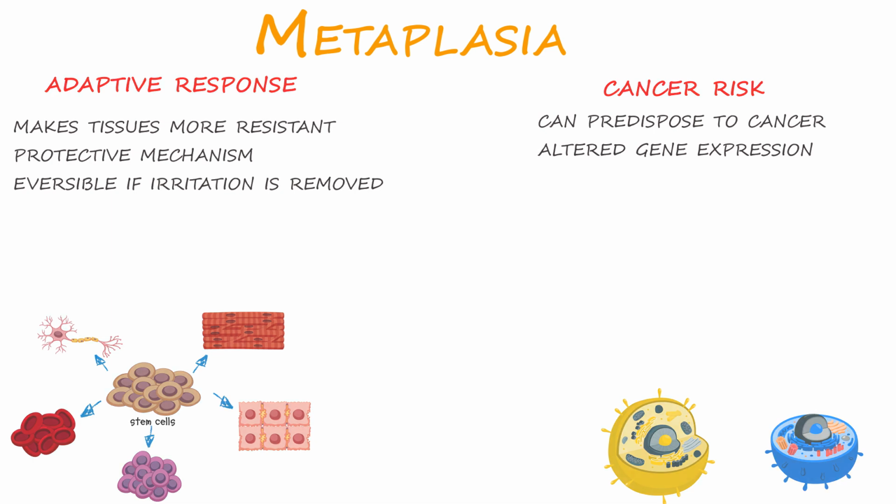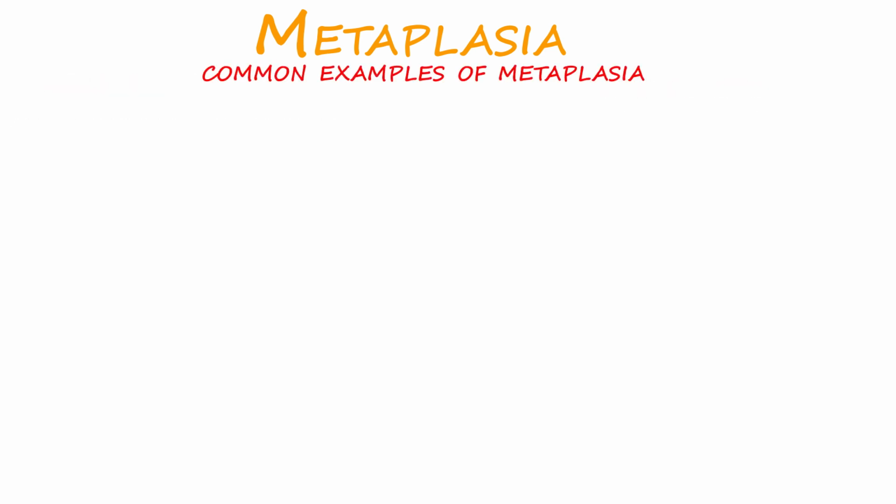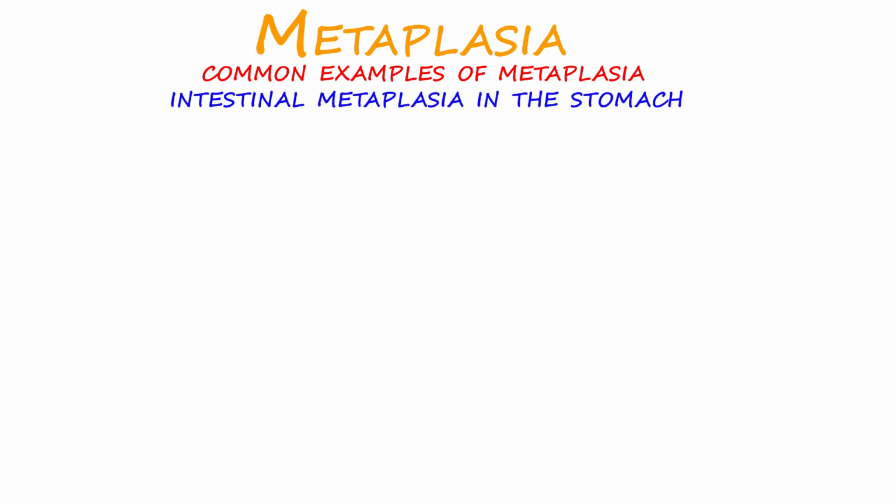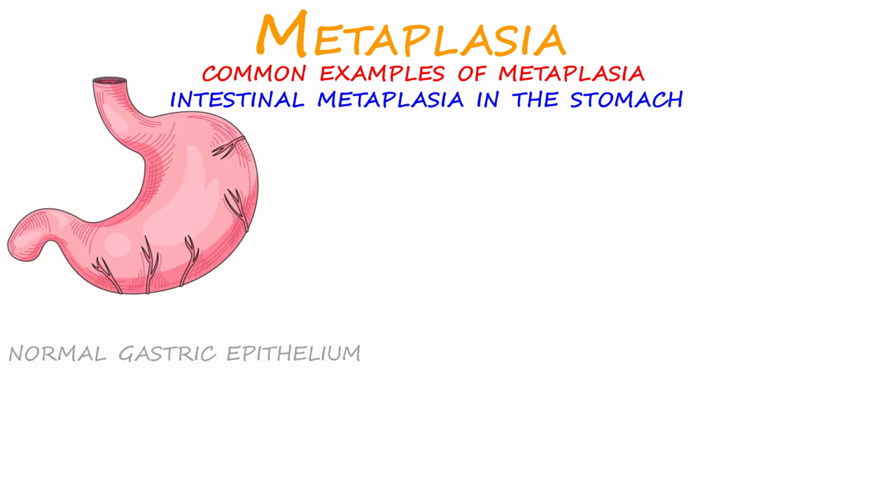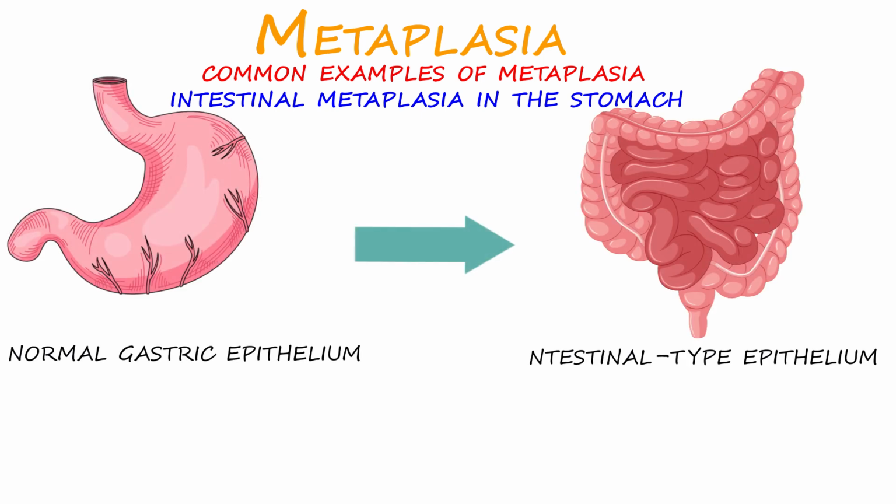Let's examine the common examples of metaplasia, a cellular adaptation where one mature cell type is replaced by another. The most common example is intestinal metaplasia in the stomach. In this condition, normal gastric epithelium is replaced by intestinal type epithelium. Note how the cell structure changes completely. This adaptation is primarily caused by chronic Helicobacter pylori infection or persistent gastroesophageal reflux.